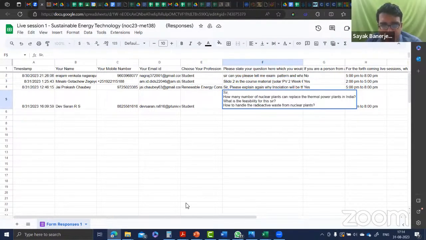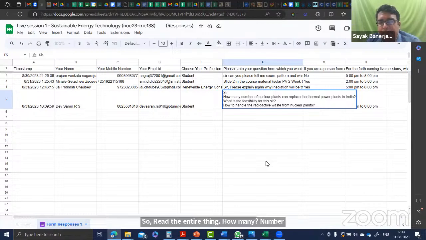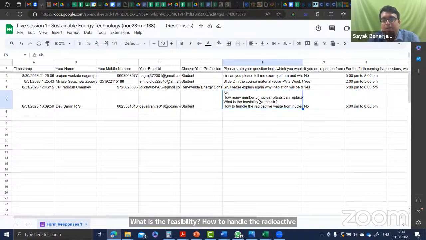So Dev Saran has asked, how many nuclear plants can replace thermal plants in India? What is the feasibility? How to handle the radioactive waste for nuclear plants? So we have not really discussed nuclear power here, primarily because of paucity of time, nothing more than that.